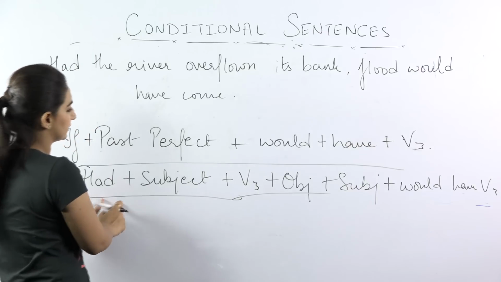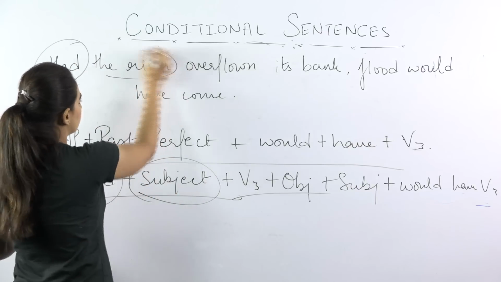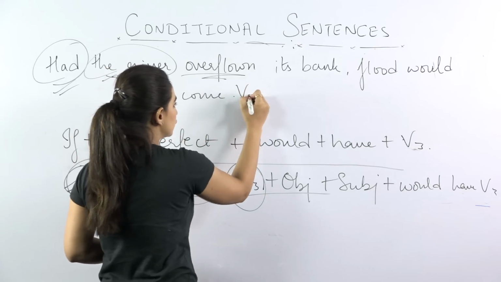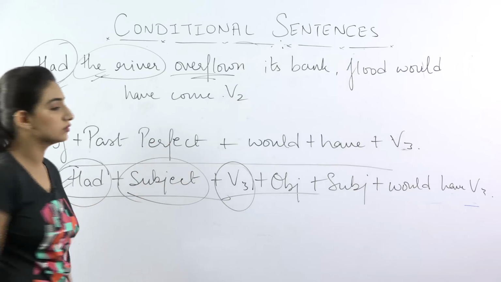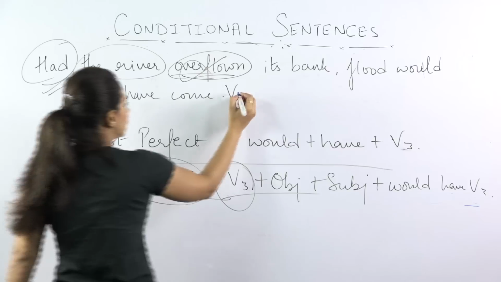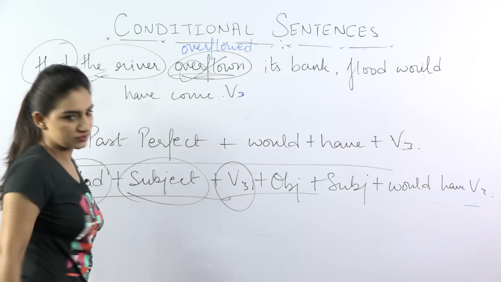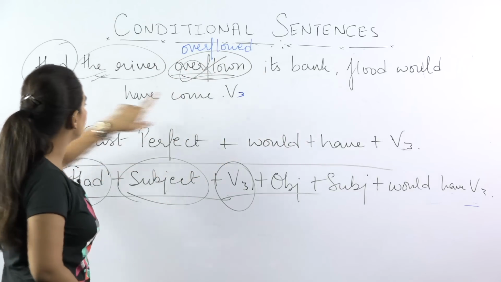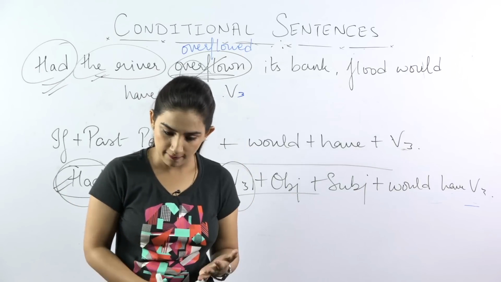तो यहाँ पर आप देख सकते हो, what do we have? We have had, correct. We have the subject, the river, correct. We need to place V3, but overflown is V2. Overflown जो word दिया हुआ है, ये V2 होता है, ये V3 नहीं होता है, तो overflown is incorrect here. And if we want to make V3 here, what we can do is we will write overflowed. So the correct sentence becomes, had the river overflowed its banks, the flood would have come.